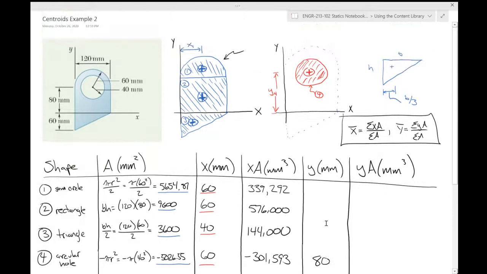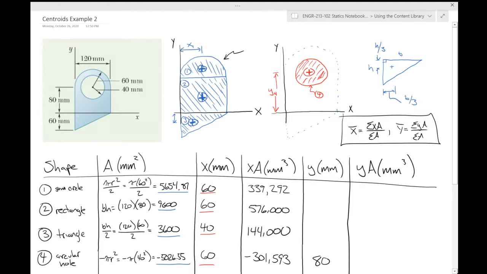Now let's do shape number 3. I'm talking about this distance right there. How far is that? Now Mr. Page says 60, but Mr. Ashworth says 20. What Mr. Page said is how tall it is. But remember that for a right triangle, the centroid is at h over 3. So that's going to be 20.